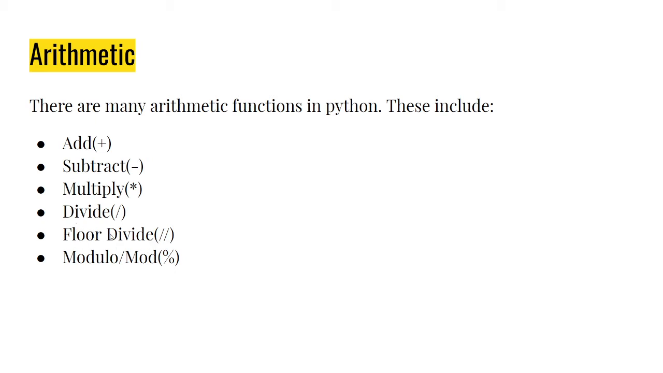Floor dividing is actually dividing, but then taking the floor of your result. Modulo returns the remainder after a division. So, having to do with division, but just a bit of extra parts in there.